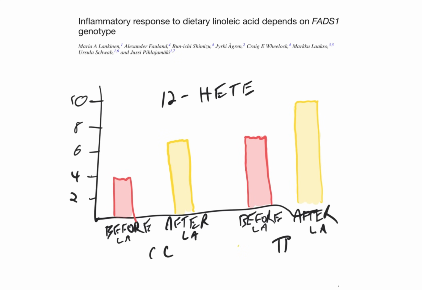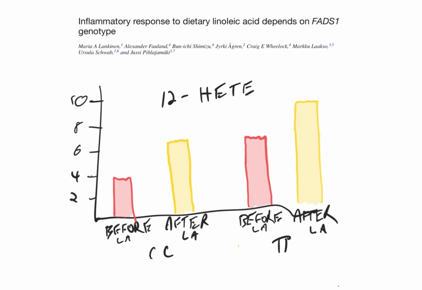This is a great study. It shows the interaction between genetics and dietary linoleic acid. So this was done in Finland. People have a low linoleic acid diet at baseline, and they had them eat more linoleic acid. I think it was 30 grams a day during the study, and I think their normal amount was something like 8 grams a day. If you have the CC version of the gene, you have lower baseline 12 HETE, right?